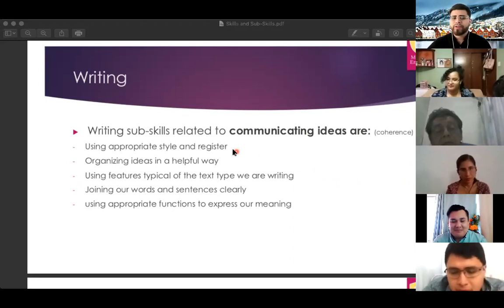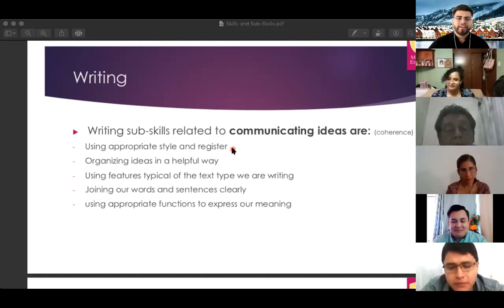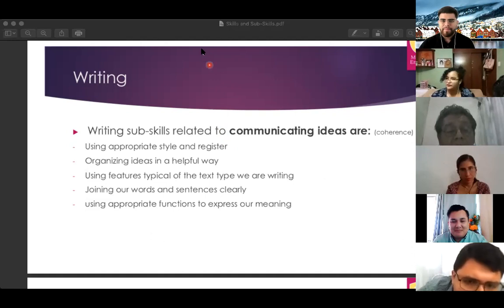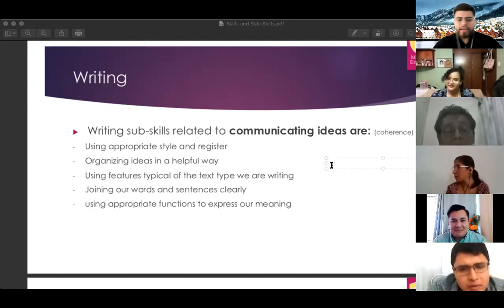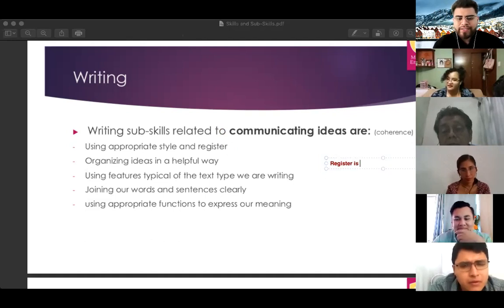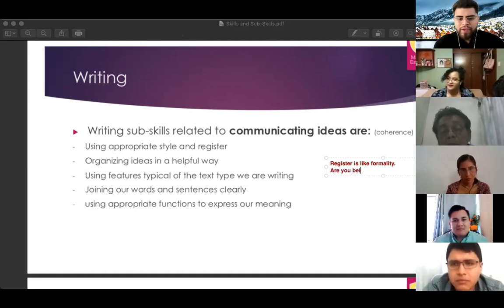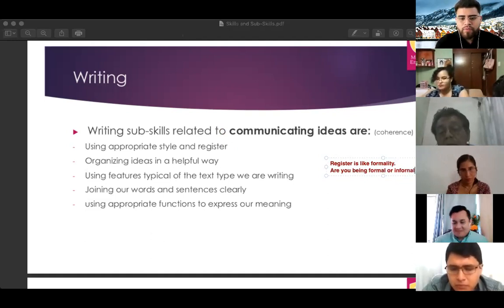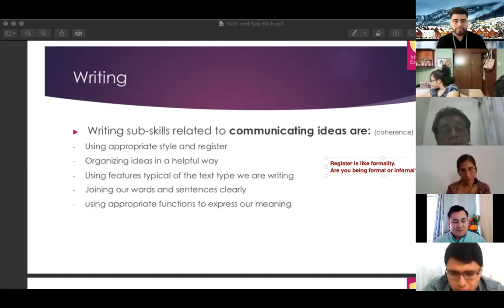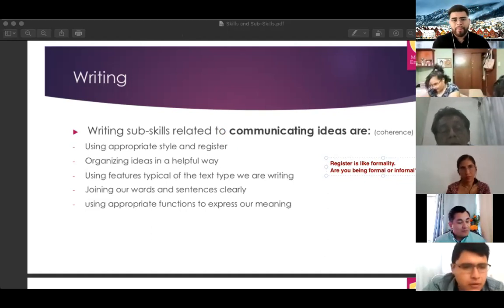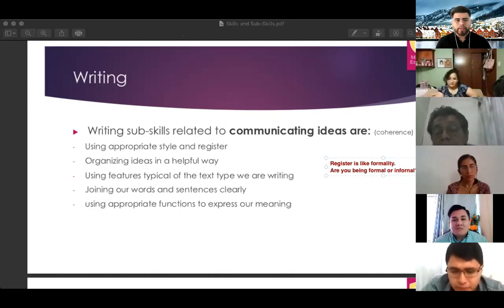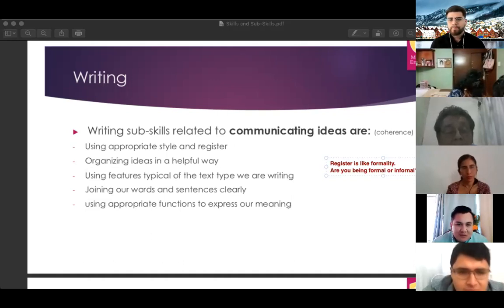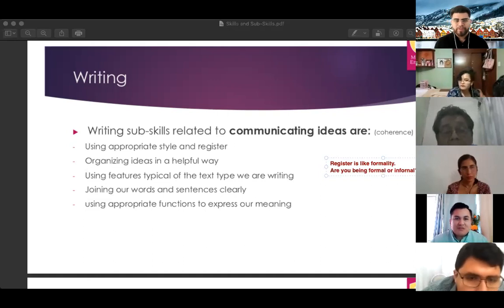Does everybody know what register is in this case? Register is like formality. Are you being formal or informal? Like, are you talking to a friend or are you writing a business letter? That is the register right there. Do you have any questions about the other sub skills? No? Okay.